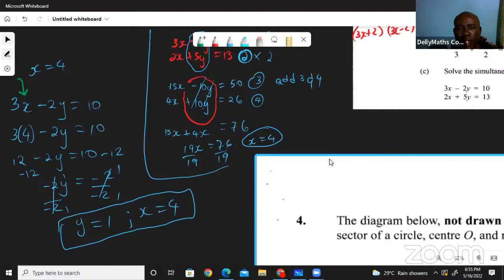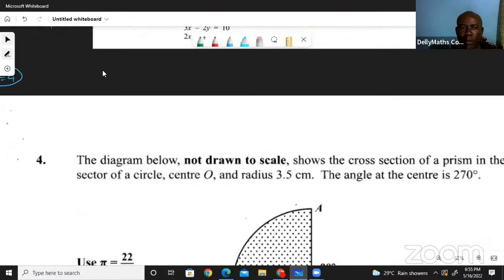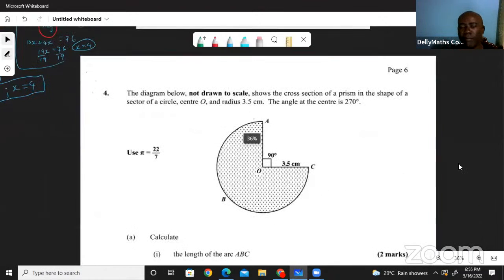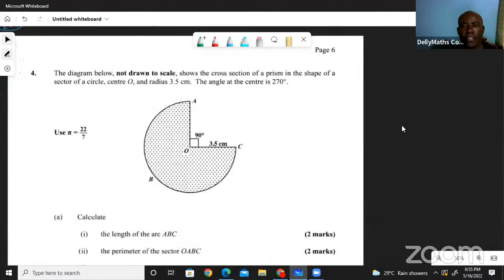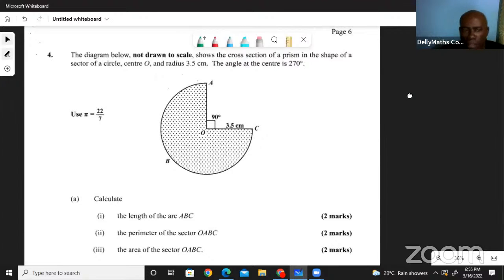All right, let us look now at this one. This one is a measurement question. As I said to you, we're all over the place, picking and choosing questions from various strands. So we have everything going about. Let's jump on this one. This one is a measurement question.